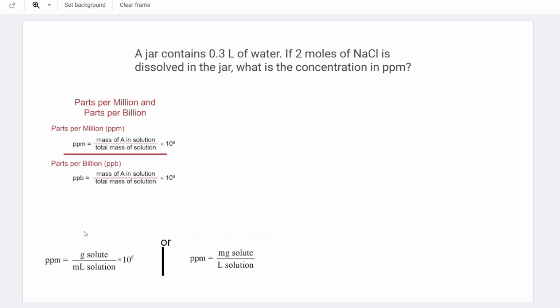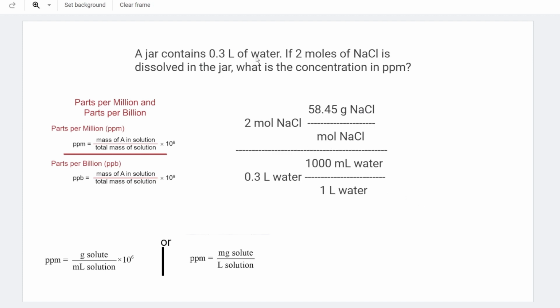So we're going to solve first for the grams of solute by converting 2 moles of sodium chloride into grams. Now that we've converted the 2 moles of sodium chloride into grams, we now need to find the amount of milliliters of solution, simply by converting 0.3 liters into milliliters. Now we simply need to multiply this answer by 10 to the 6th to get our concentration in parts per million.